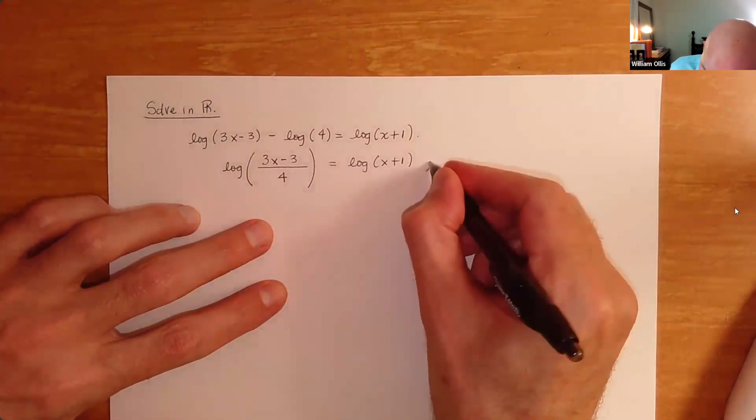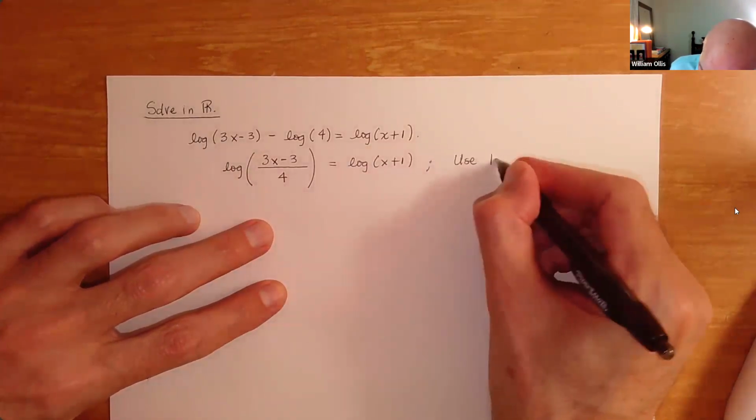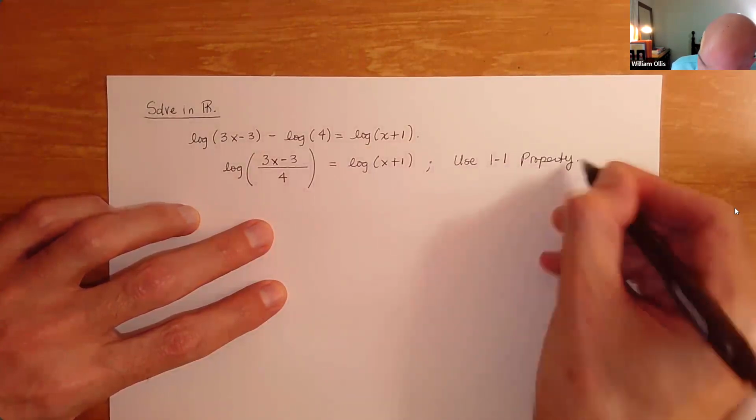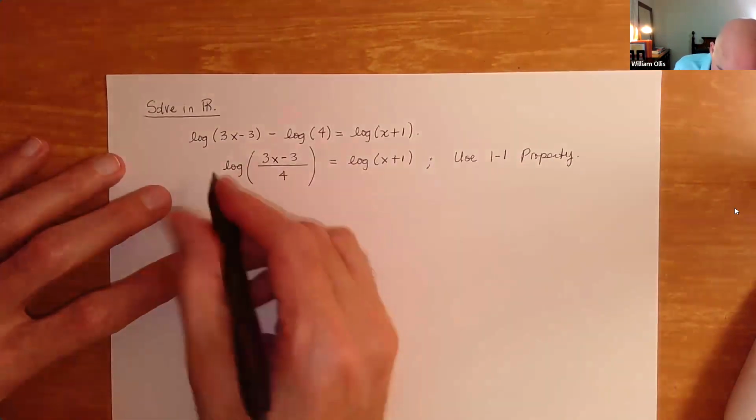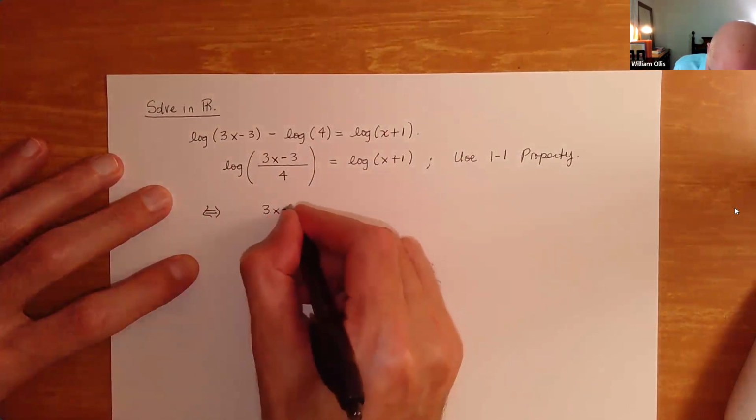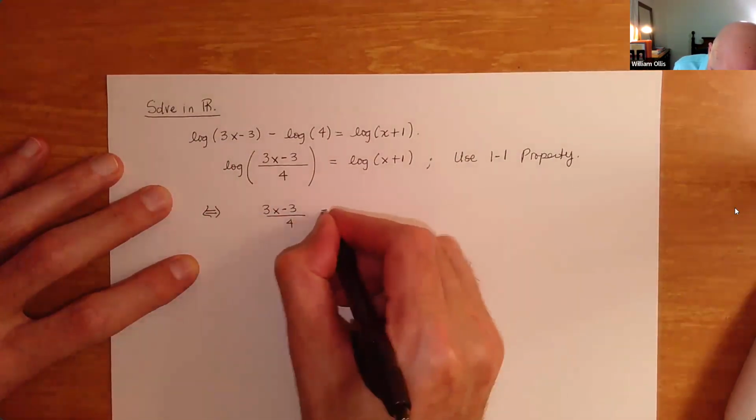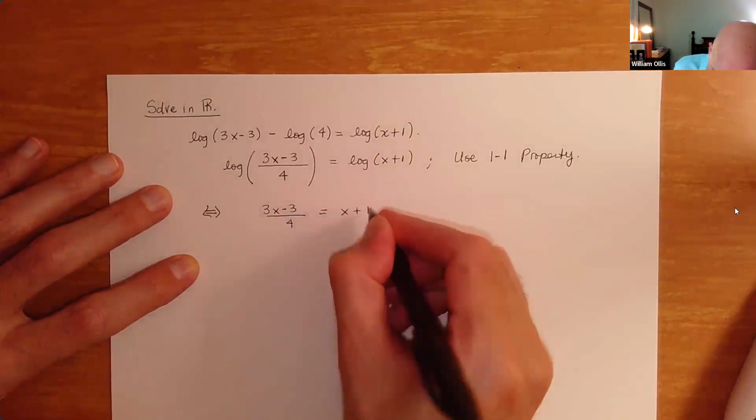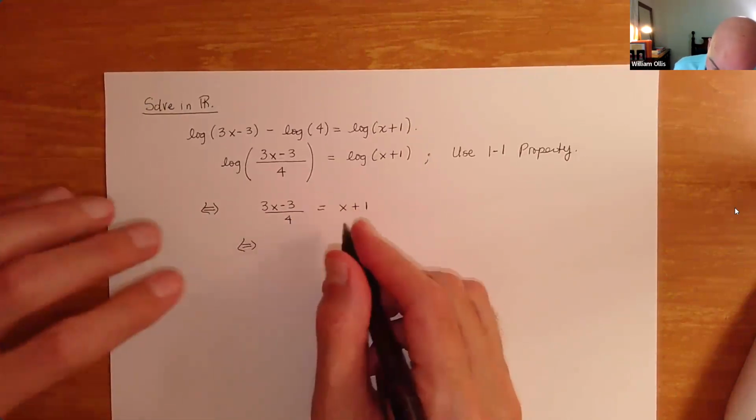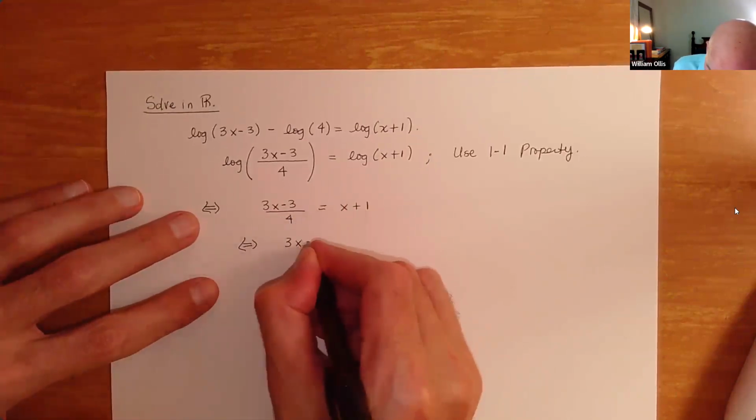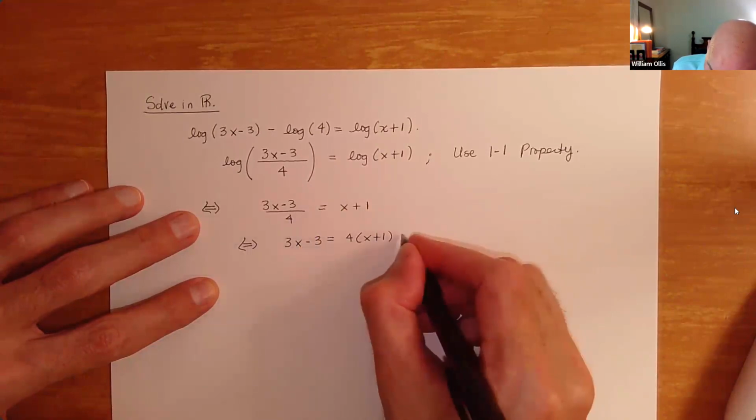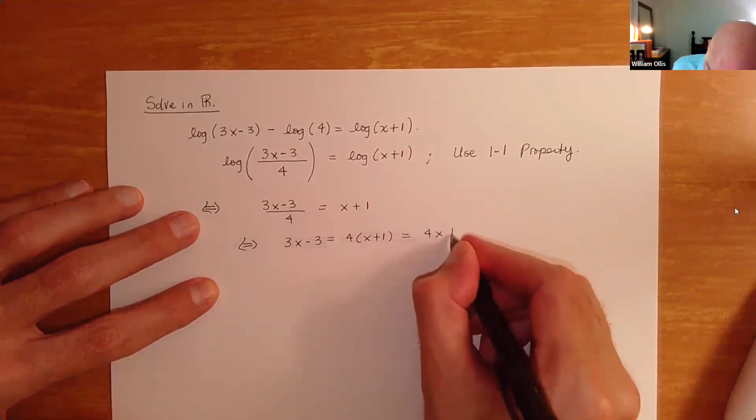So now we'll use the 1-to-1 property, just like we use 1-to-1 with the base a exponentials. So now if and only if we have 3x minus 3 divided by 4 equals x plus 1. Of course, a very simple equation. We could just now multiply by 4 and collect terms. So we have 3x minus 3 equals 4 times x plus 1, which is just 4x plus 4.